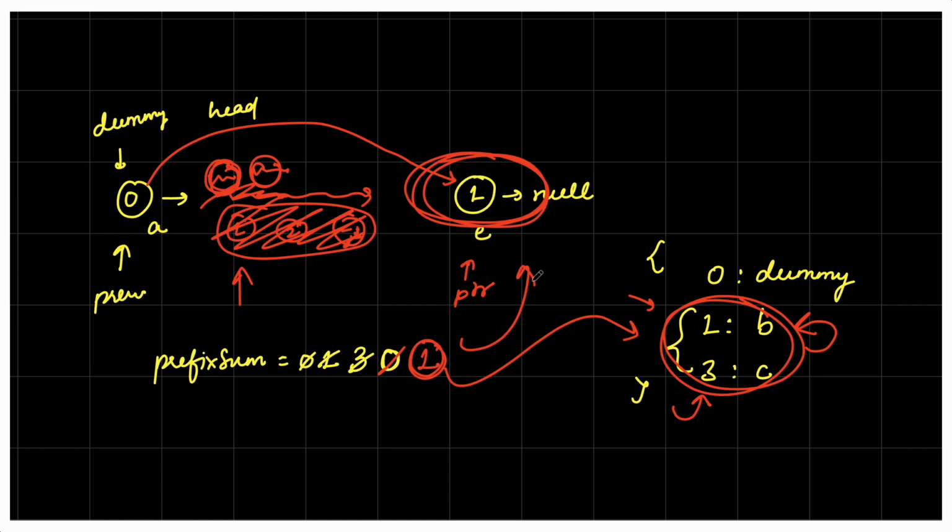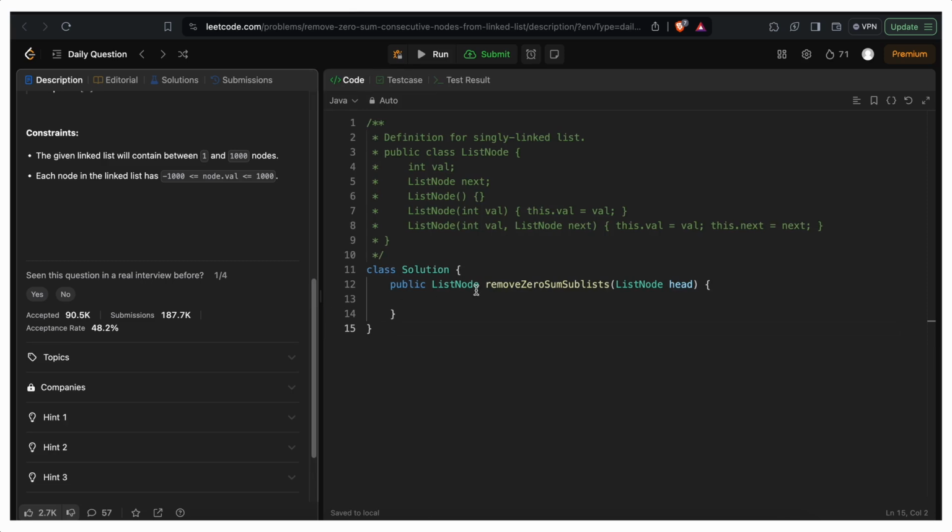So now let's try to code this problem because this is very easy. I'll simply say, let's create a map of Integer, comma, ListNode, and this would be a prefix sum map. Let's call it prefixSumMap, new HashMap. Great. And now we will create a ListNode dummy node equal to new ListNode, which is 0.